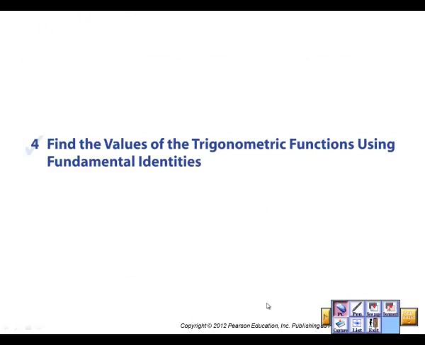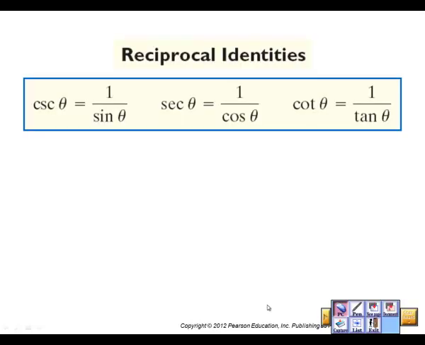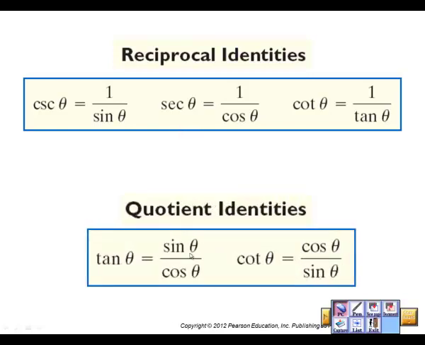Find the values of the trigonometric functions using the fundamental identities. Okay, we know that cosecant is the reciprocal of sine, secant is the reciprocal of cosine, and cotangent is the reciprocal of tangent. So we can use that to help us to solve problems. And we know that tangent is sine over cosine. So since cotangent is the reciprocal, cotangent is going to be cosine over sine.